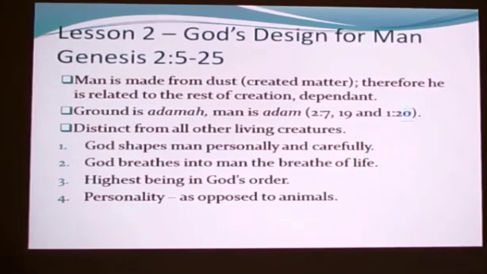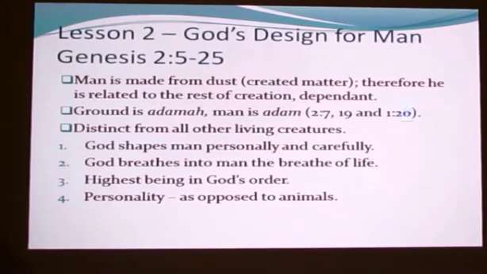Ground, as we see in chapter 2 verse 7, verse 19, and also chapter 1 verse 20, ground is Adama. Okay, dust. And man is Adam. So that means Eve was Adama. It is from dust. It's a stuff. He is distinct from all other living creatures. Why? Because God personally shapes him. Personally and carefully shapes him.